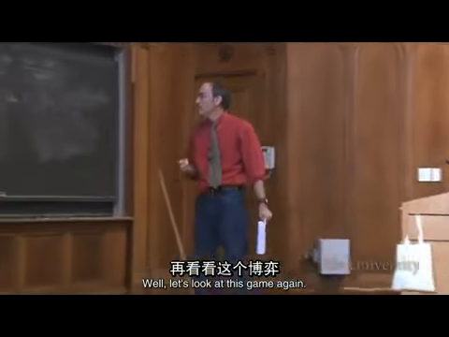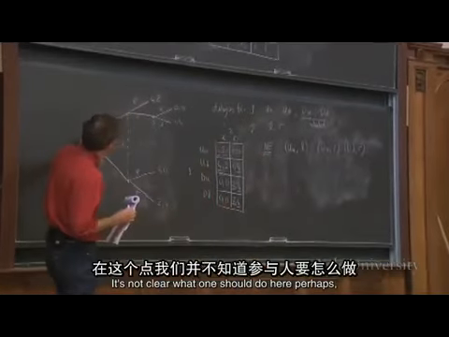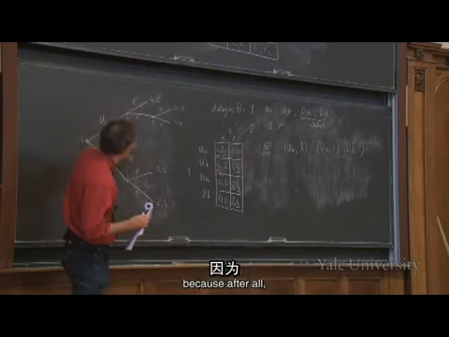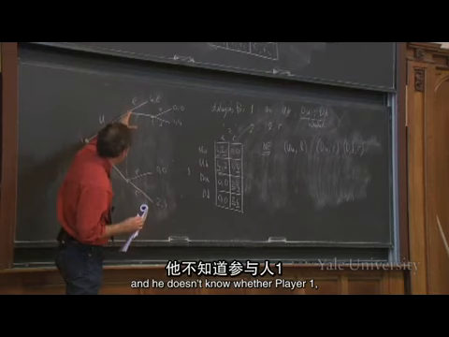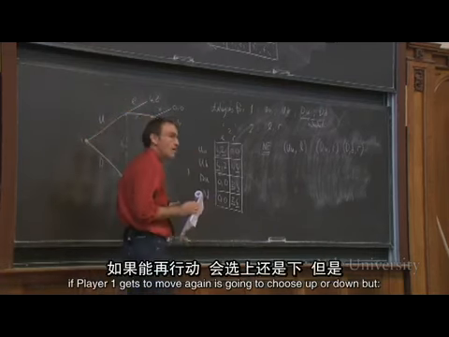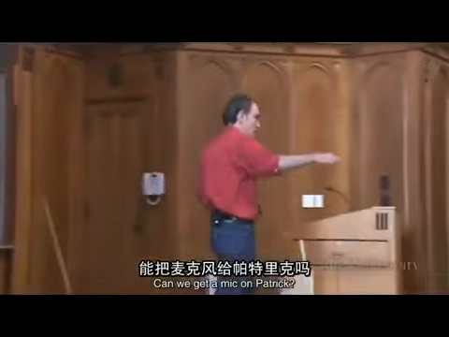Well, let's look at this game again. This game is a little bit complicated. It's not clear what one should do here, perhaps. And perhaps it's not clear what player 2 should do here, because after all, player 2 doesn't know where he is, and he doesn't know whether player 1, if player 1 gets to move again, is going to choose up or down. But, what's the but? Can we get a mic on Patrick?